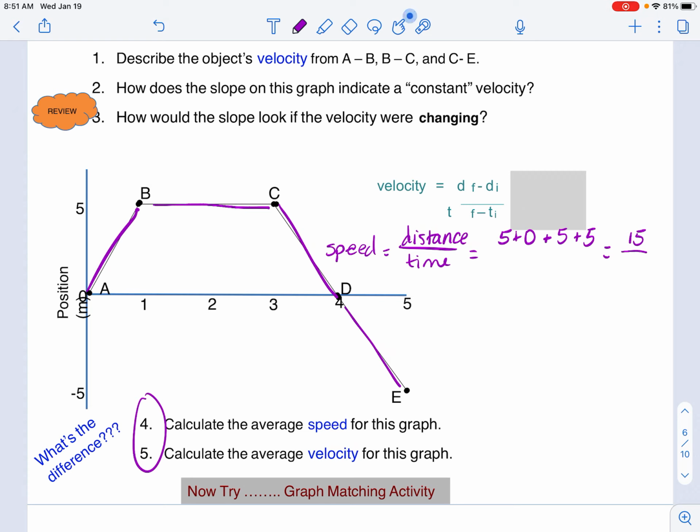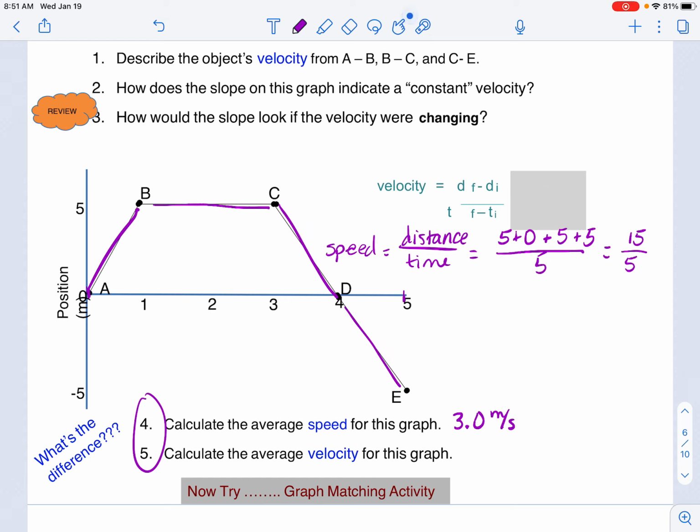That's why all of these values I've written down are listed as positive numbers, because distance is scalar, where the direction is not important. So we won't include negatives here. My time for this graph: we started at 0, we ended at 5, so it's just 5 seconds of time. So my speed here is going to be 3, or 3.0 if we're taking a test, meters per second.